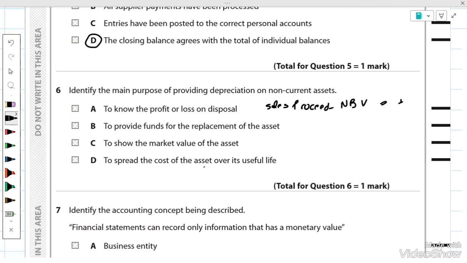To spread the cost of the asset over its useful life. So yes, this is basically your right option, because we know that the main purpose of depreciation is that we are basically spreading the cost of the asset over its useful life. So yes, this is your right option.